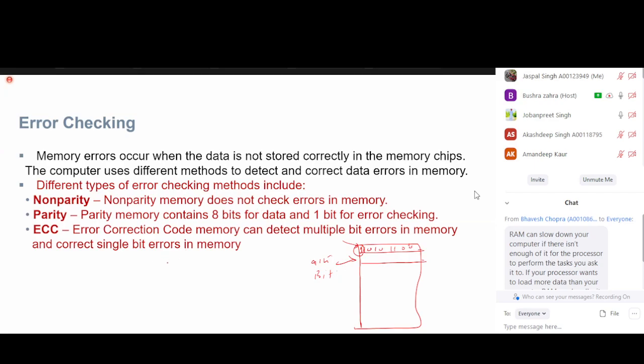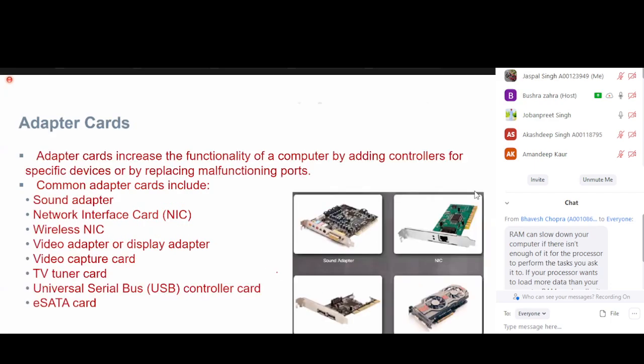ECC memory can detect multiple bit errors in memory and correct single bit errors in memory. Parity just cannot do that. It can check errors but cannot correct them. So ECC kind of memory not only checks multiple bits, whereas parity is to check only one bit error. If only one bit changes from 0 to 1 or 1 to 0, it can figure it out. But ECC checks multiple bit errors. Also, it corrects them. If any bit changes from its original value, it changes it back to its original value. Any questions on this slide?